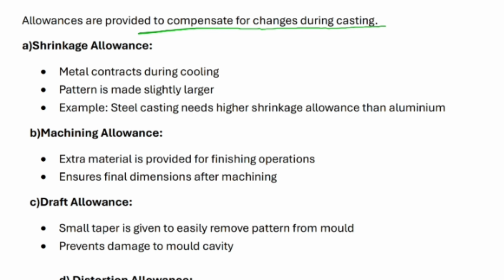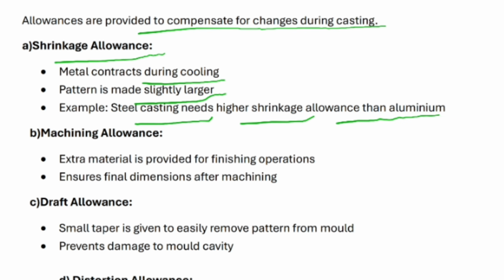So in that, shrinkage allowance. In the shrinkage allowance, the metal contracts during cooling, so the patterns may be slightly larger. Example, steel casting needs a higher shrinkage allowance than aluminum. And next will be machine allowances. Here, extra material is provided for finishing operations to ensure the final dimension after machining.